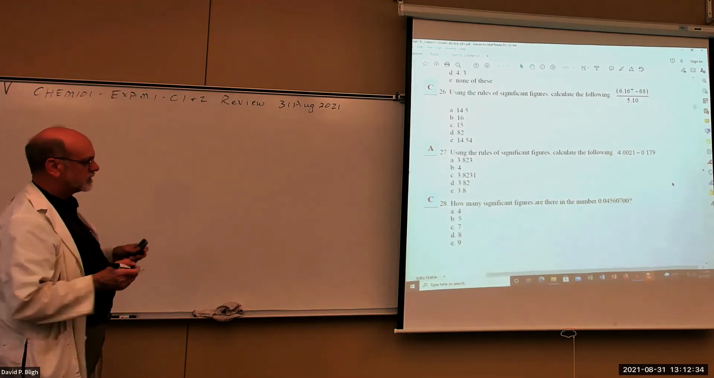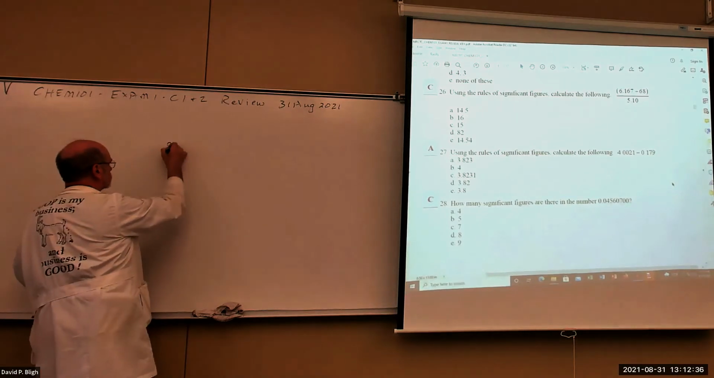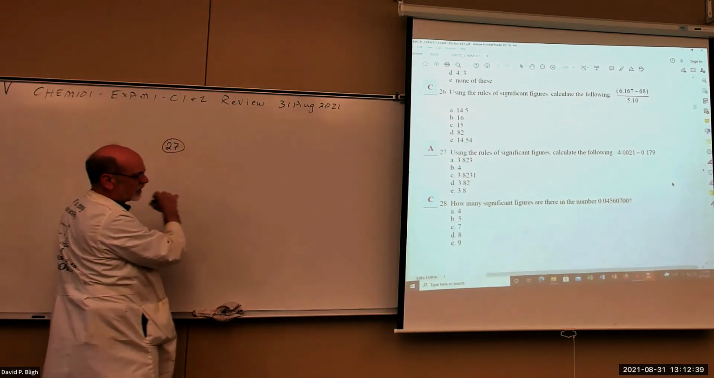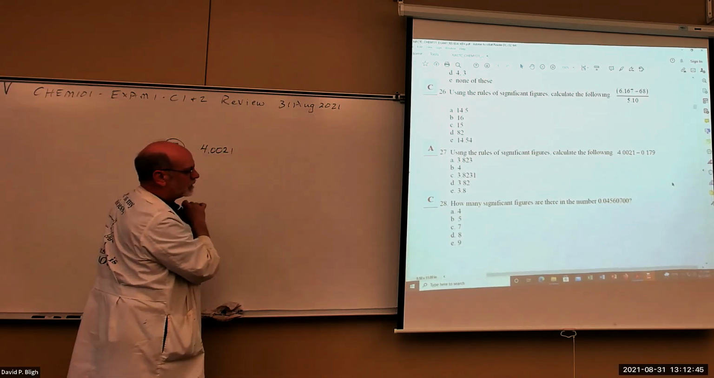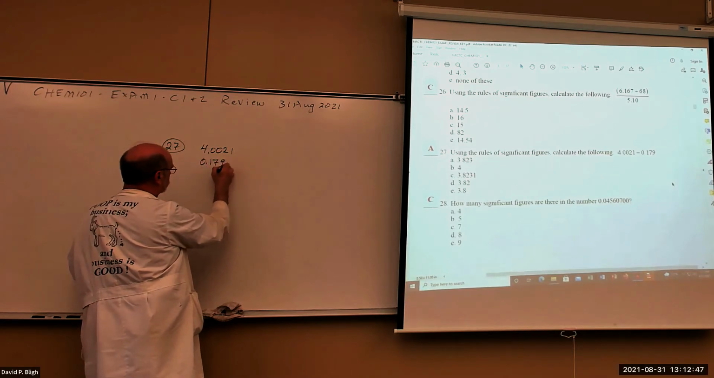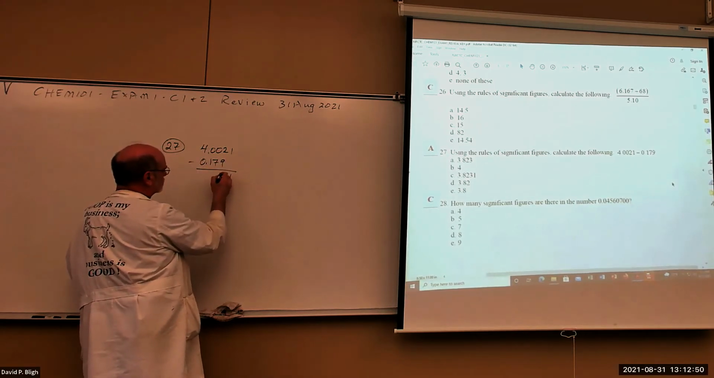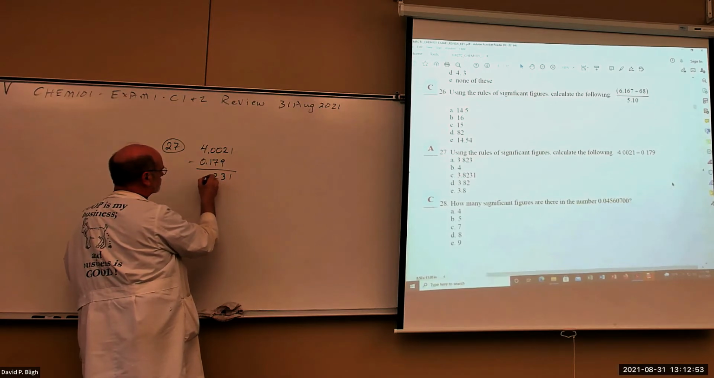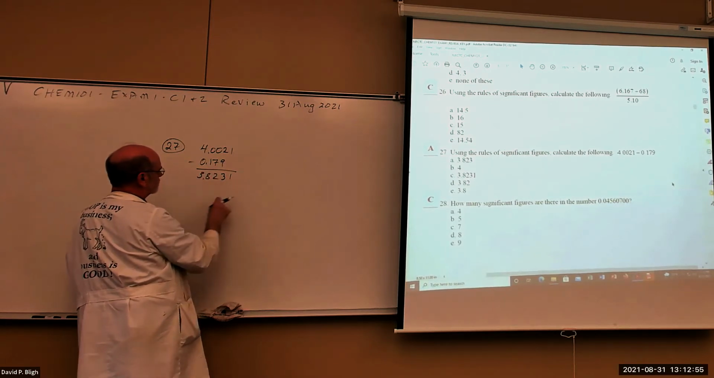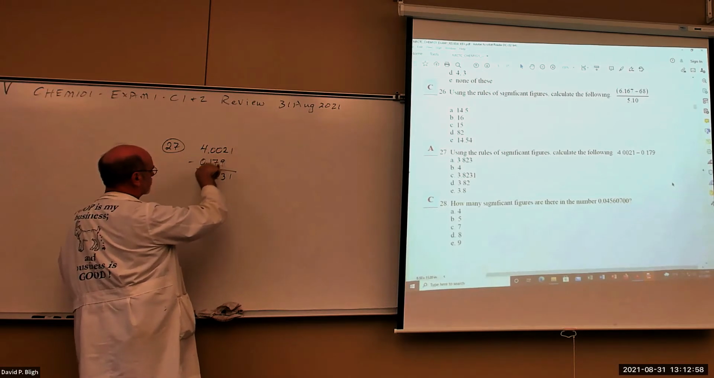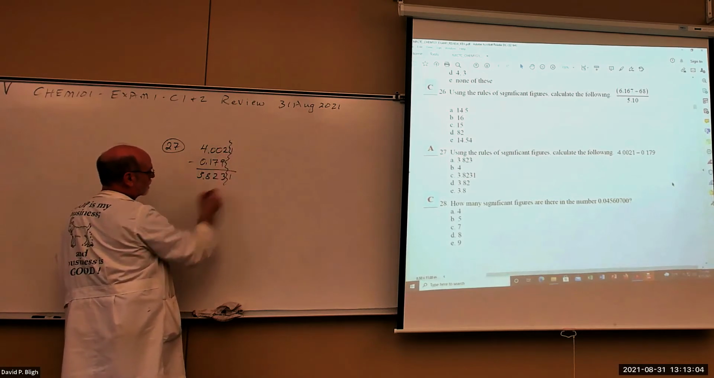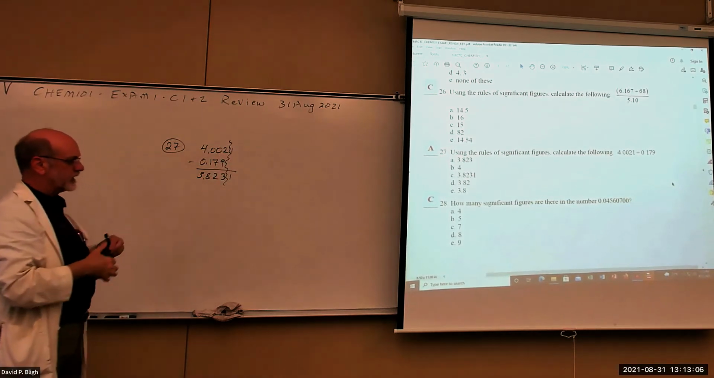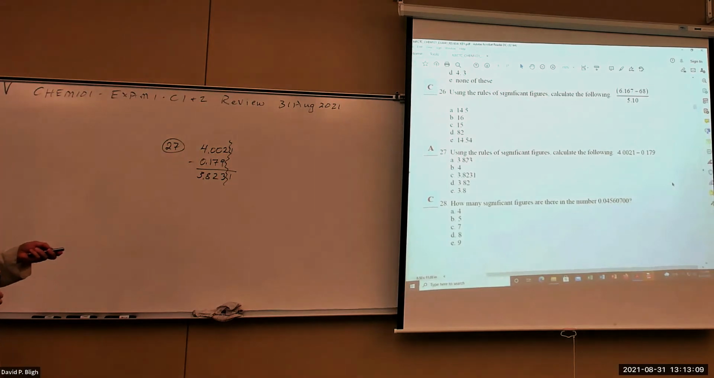Okay, for this one, it's just a straight subtract rules. So you line up the decimals. 179. There we go, subtract. Is that right? Yeah, that's right. Okay, so how many can we keep? Right there. 3.823.